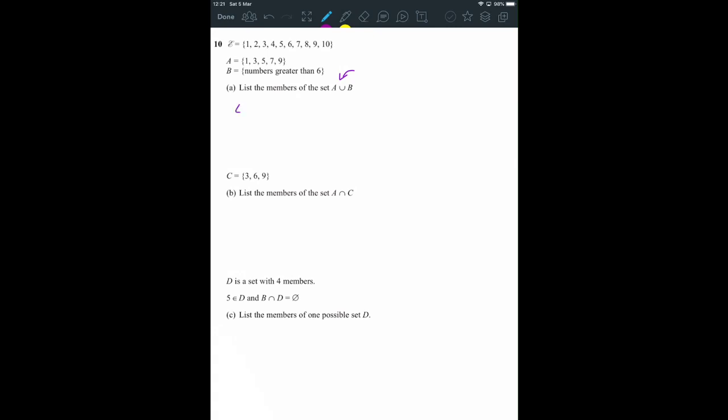So list the members. So let's set up our set brackets. We have to have all the odd numbers and the numbers greater than 6. But we're only allowed to go up to what's in the universal set, so we go up to 10.